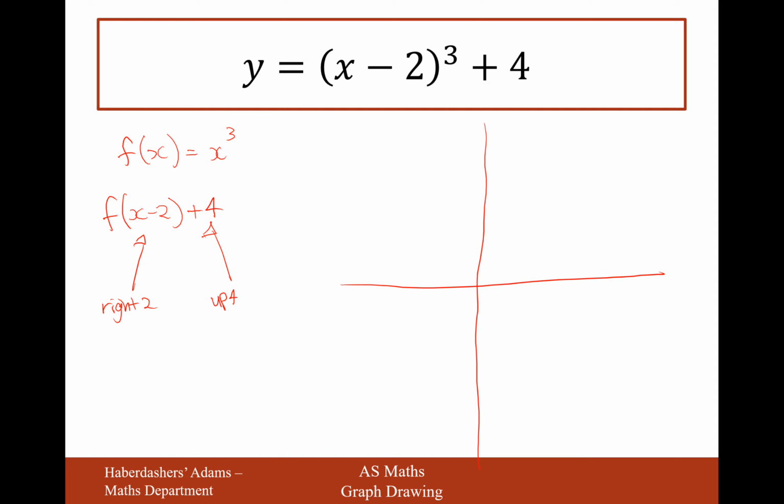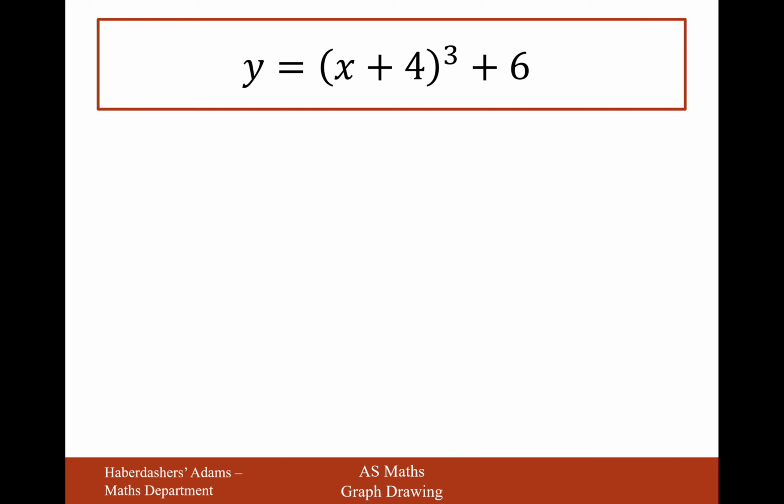Remember, it's the x cubed shaped graph we're moving, so it's going to roughly be that kind of shape there. So it's going to be moving right by 2 and up by 4, like that. So it's going to have a turning point at 2, 4, because I moved it from 0, 0. So that got moved right by 2 and up by 4. So there we are.